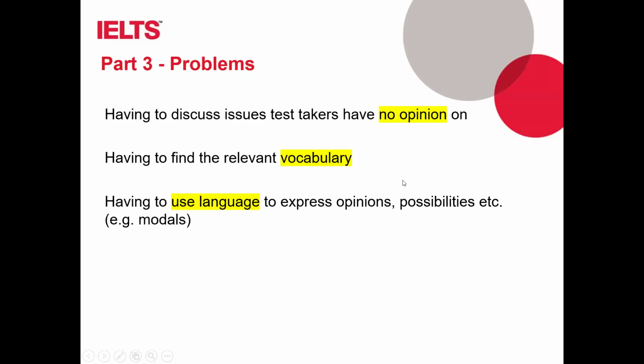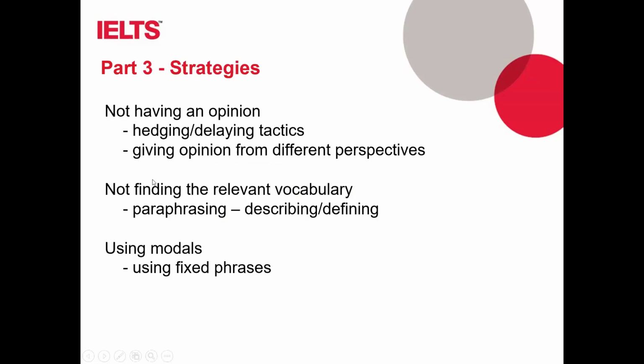So we also face difficulty in vocabulary, and in having to use language to express opinions or possibilities. Like we know what to say. We have thought about it in our mind. Like I can say this. We make up a point in our mind, but we don't know how to say that. So that is also a difficulty or a barrier in using the English language, because obviously it's not a native language. And what are the strategies?